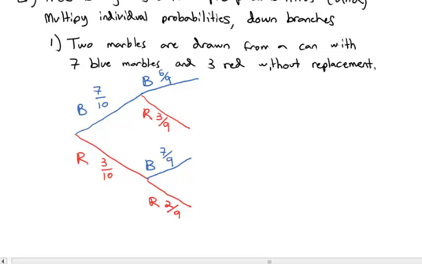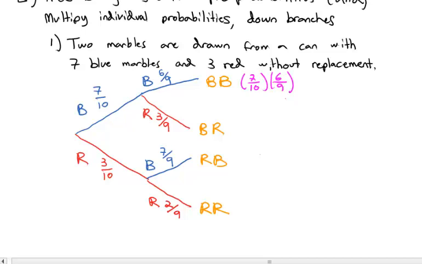So there's 4 different possibilities that could happen. I could draw a blue, then a blue. I could draw a blue, then a red. I could draw a red, then a blue. Or I could draw a red, then a red. The way we calculate the probability for each is we're going to multiply down the branches. For the blue, we take 7/10 times 6/9.